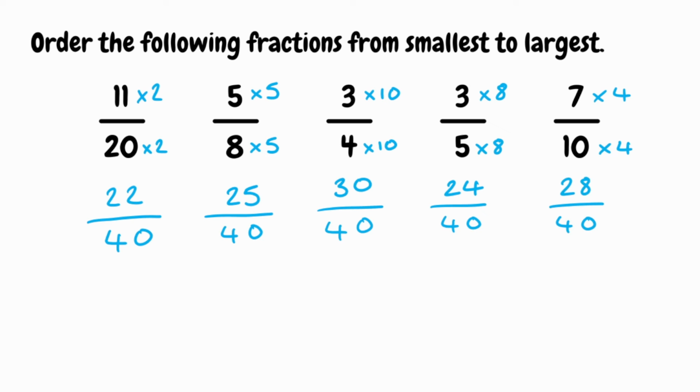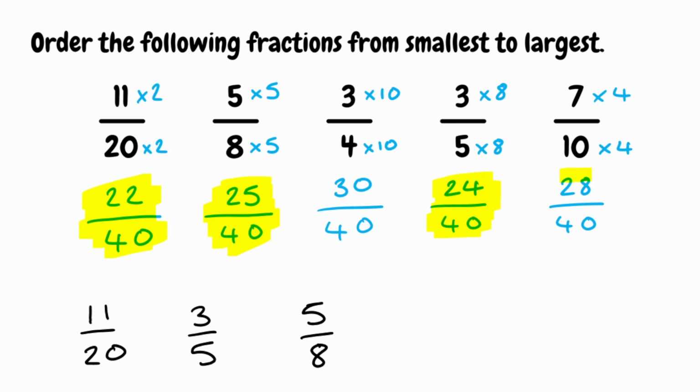So now ordering from smallest to largest, using the ones we've just converted, the smallest would be 22 over 40. So we're going to use our original fraction here, which would be 11 over 20. The next smallest would be 24 over 40. So using our original fraction, we have 3 over 5 next. Moving on, the next smallest would be 25 over 40. So using our original fraction, we have 5/8.